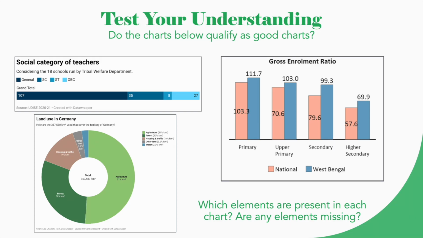Let's move on. Now, we've already talked about pie charts, line charts, and bar charts, and we shared a few good practices for each of them. Why don't you pause the video here and test your understanding? Do you think these 3 charts that are presented here, this bar chart, this pie chart, and this stacked bar chart, do they qualify as good charts? Are there any elements that are missing in these? Which good practice elements are present in these?